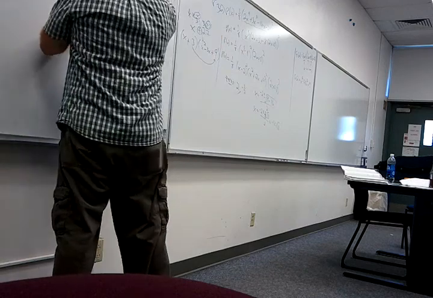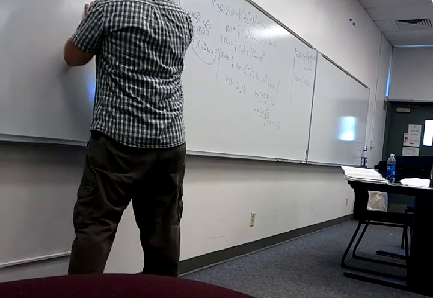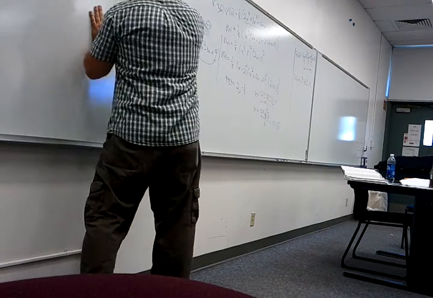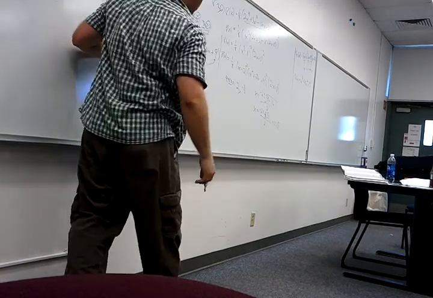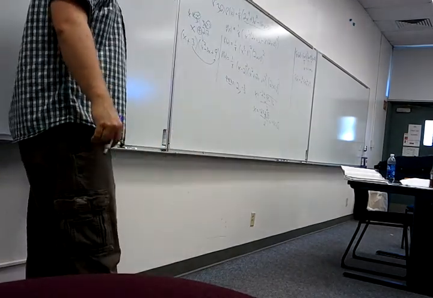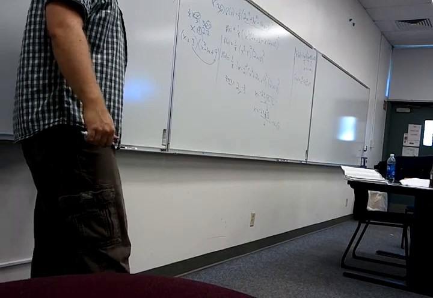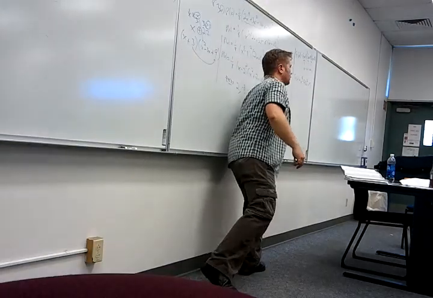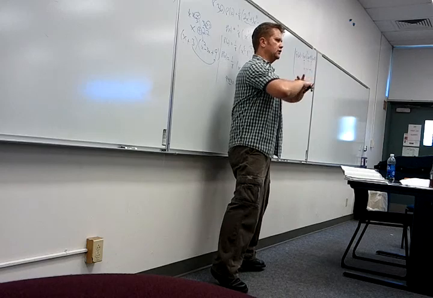x minus (-1 plus radical 3), x minus (-1 minus radical 3). Do you guys see that? That number is disgustingly ugly, and so we lose the connection that we had so easily before.